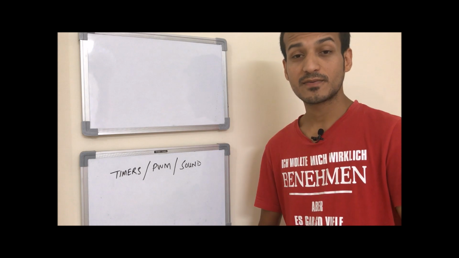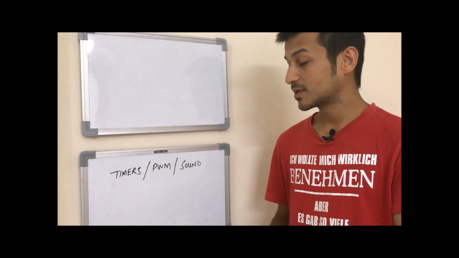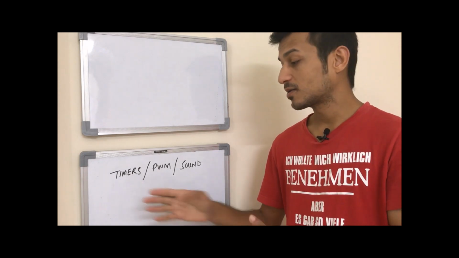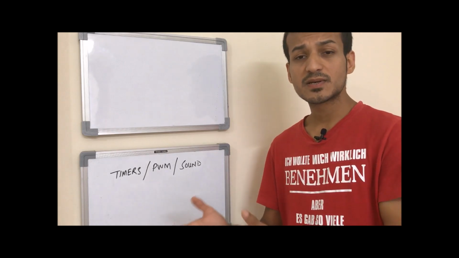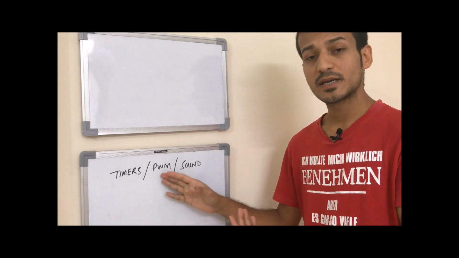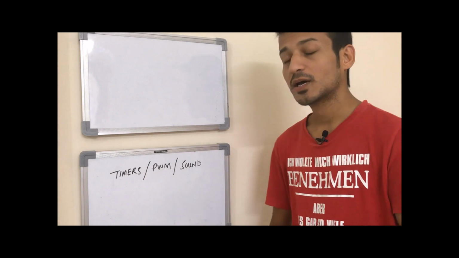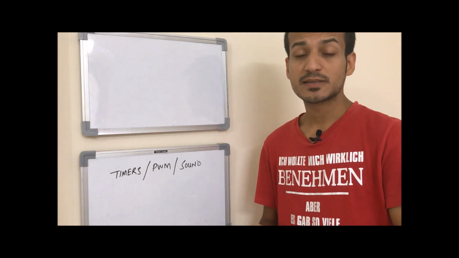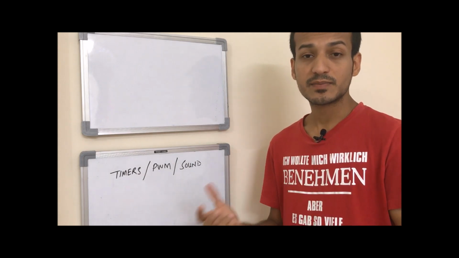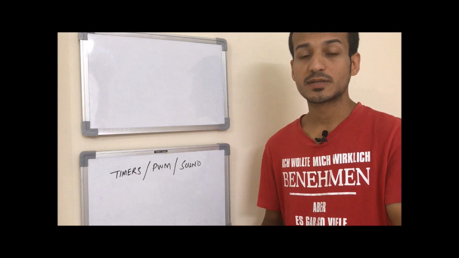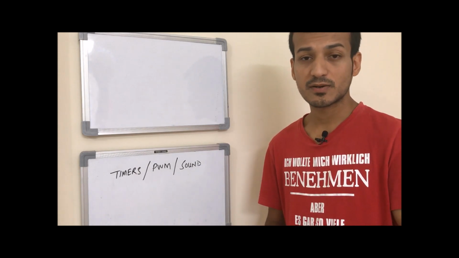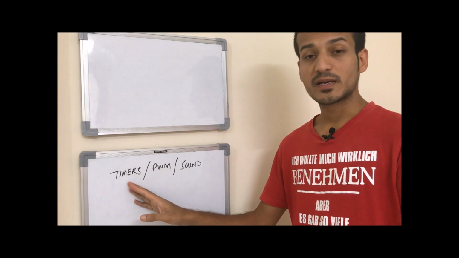Today is the third class of embedded systems and I will discuss something about timers, and the extension of timers is PWM, and the application of PWM is sound. As I showed you in the last class, we are generating some delay using the timer delay function, some 100 millisecond or 500 millisecond of delay. So that is achieved by timers.